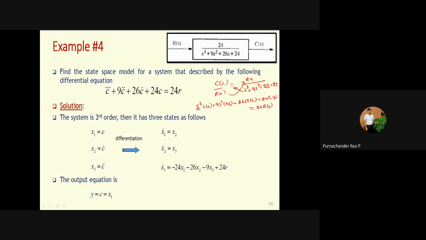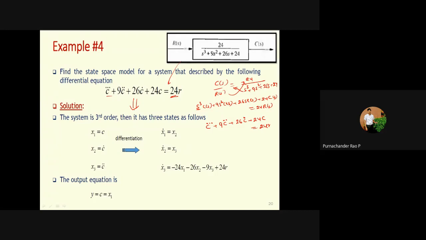Okay, so s cube means there is a differentiation 3 times. So this is going to be C triple dot plus 9 times C double dot, because it is a square term, plus 26 C dot plus 24 C. This is equal to 24 times R. This is the equation we are obtaining here. ఒకవేళ కనుక మీకు టేబుల్ ఇస్తే we need to convert this to this equation. అదర్వైజ్ డైరెక్ట్ గా మీకు ఇచ్చిన అసైన్మెంట్ లో చూడండి, ఇదే డైరెక్ట్ గా ఇచ్చేసారు. సో దీనికి మనం స్టేట్ ఈక్వేషన్ డ్రా చేయాలి, స్టేట్ స్పేస్ రిప్రజెంటేషన్ డ్రా చేయాలి.